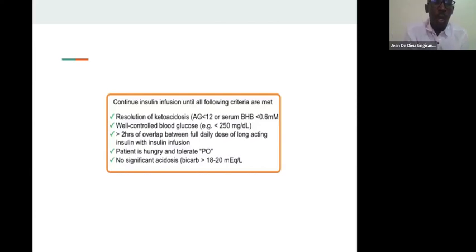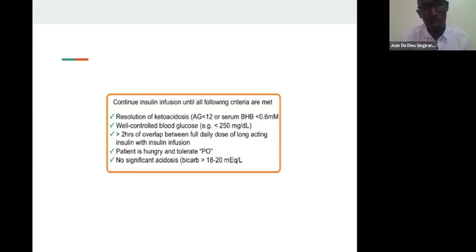And also another criterion, when we control the blood sugar, we stop the insulin infusion when the blood sugar is below 250 milligram per deciliter. And also we need a time of overlap to make sure that in the body there is adequate insulin. So we overlap the infusion and the sliding scale insulin.